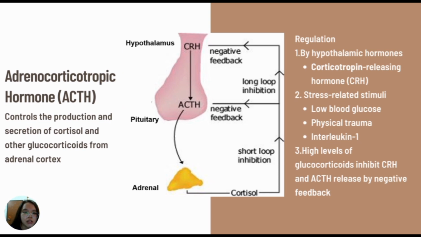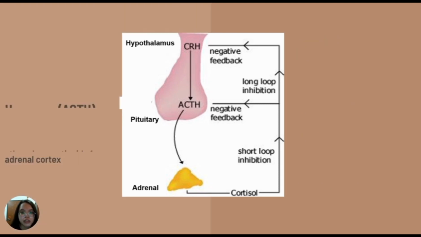Next, adrenocorticotropic hormone (ACTH) controls the production and secretion of cortisol and other glucocorticoids from the adrenal cortex.